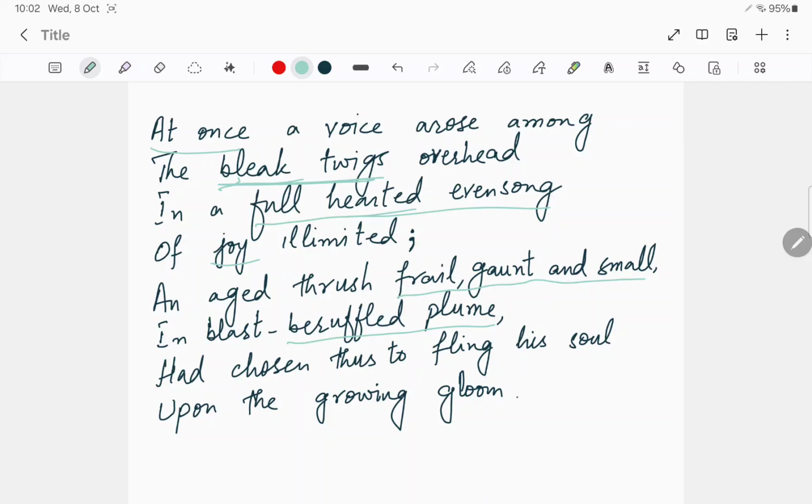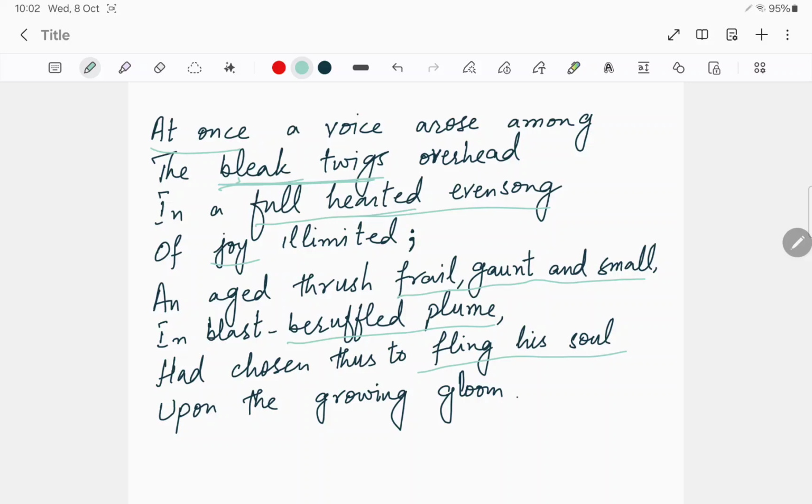Again, there is a use of alliteration when it says full-hearted, even song, and then frail and gaunt, and then there is a personification. The bird flings his soul. So actually, that is how that is it. Flings his soul. That means giving its song emotional and actually spiritual strength and power.